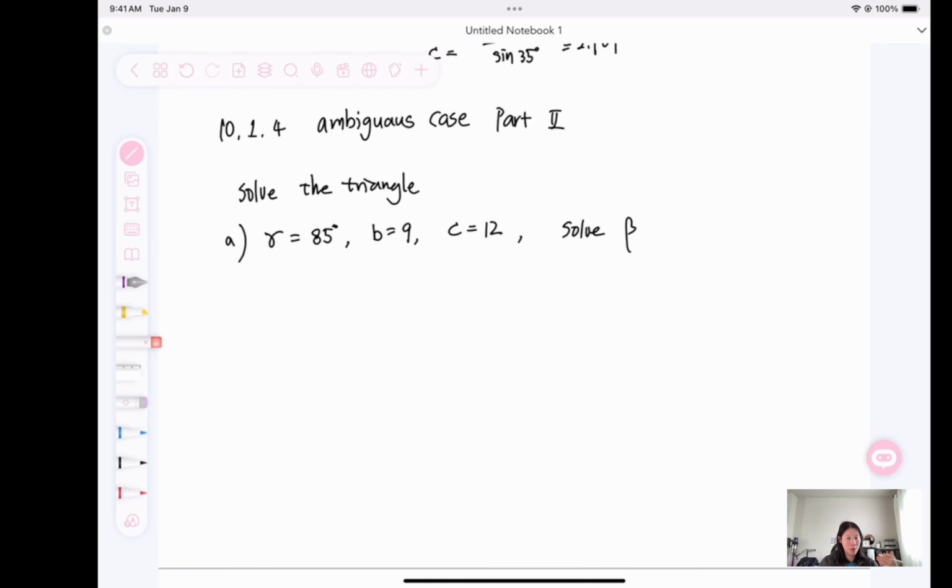Let's continue the ambiguous case. Part 2, solve this triangle. Gamma equals 18.5 degrees, b equals 9, c equals 12, and solve for beta.